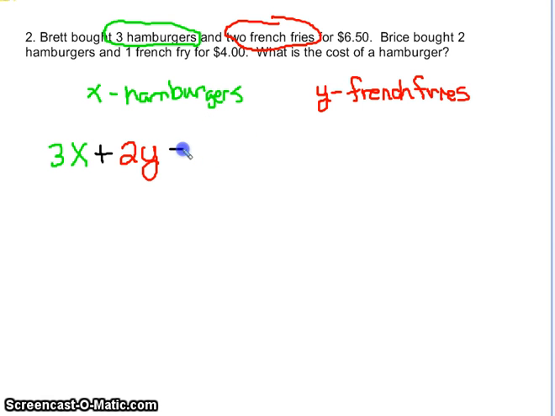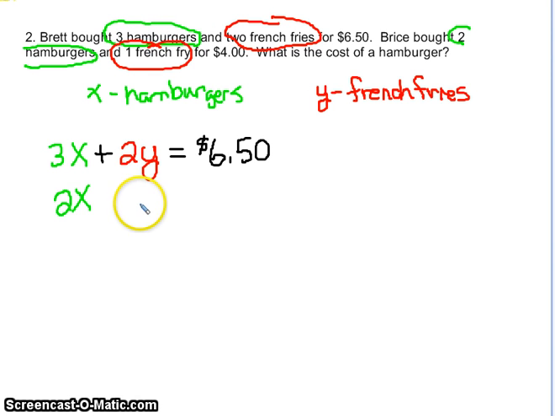And all of that equals $6.50. In our second equation, Bryce buys 2 hamburgers. 2 hamburgers is going to be 2X. And 1 French fry, only 1 French fry. So that's just going to be a Y. And all of that equals $4.